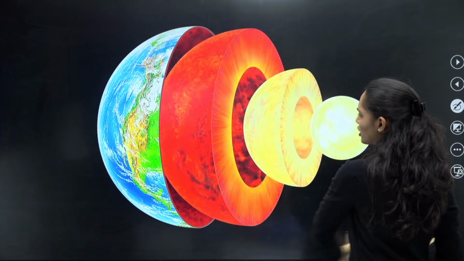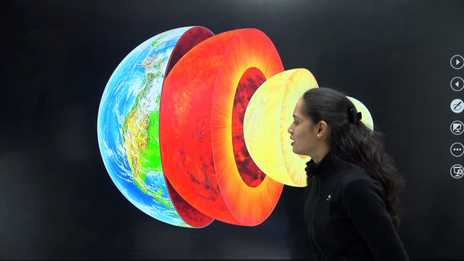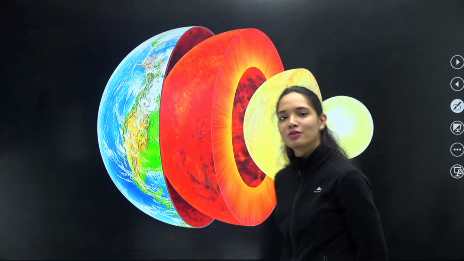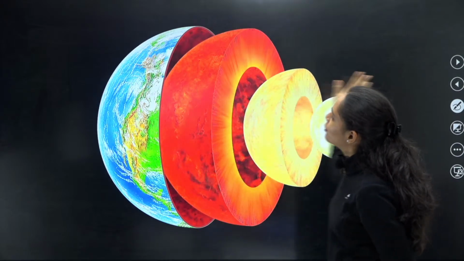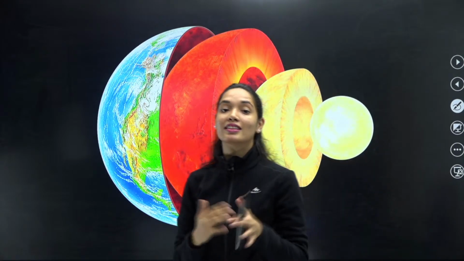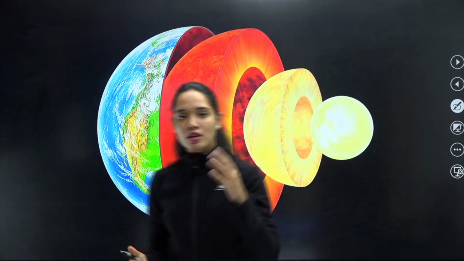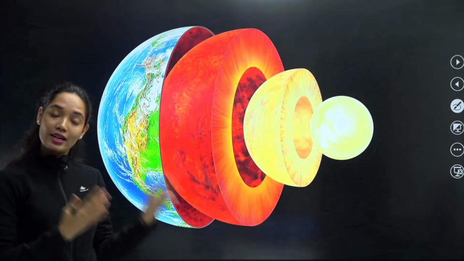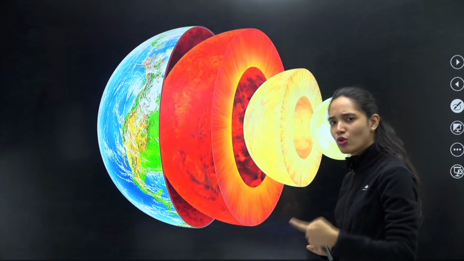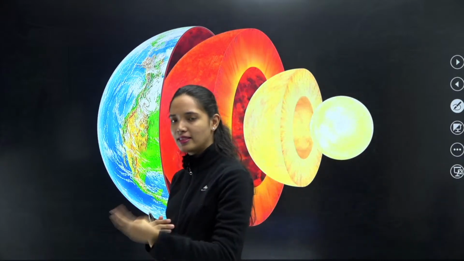But before that, you can see this beautiful structure of our earth. If all of you are wondering what this is, let me tell you. These are the layers of our planet earth. So students, you must have studied in your lower classes about the different layers that our earth has. We have basically three main layers: core, mantle and the crust.